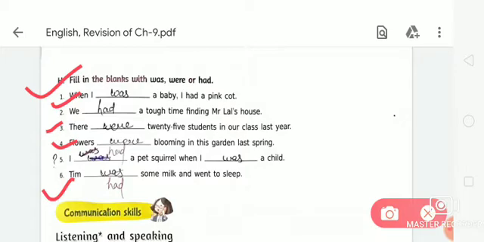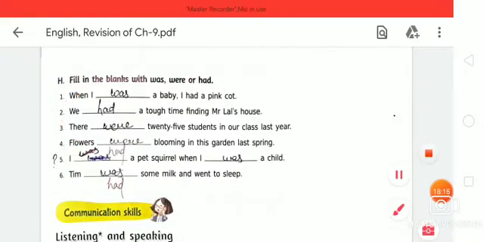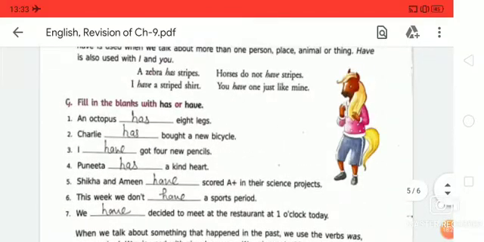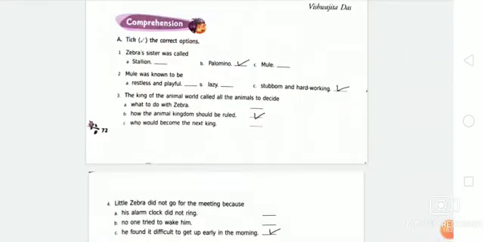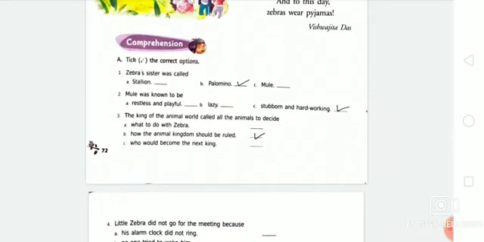Okay. Now the sixth is Tim dash some milk and went to sleep. So here we will use had. Tim had some milk and went to sleep. Okay students, so just like this you have to complete this given exercise H, and also learn how we use the helping verbs was, were or had with a sentence. So dear student, I hope it is clear to you how you can complete these given exercises in your book. You must complete your exercises.